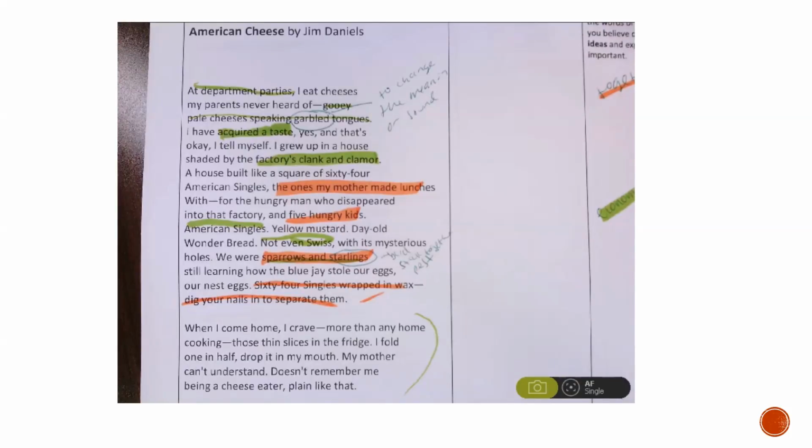Even his house was shaped like American cheese, the house where he grew up with his family all together, very tight. And when he talks about the 64 singles wrapped in wax, how they're all together, and it's really hard to tear them apart, just like his family was hard to tear apart, just like they were like sparrows and starlings, they stick together, and the American cheese represents that for him.